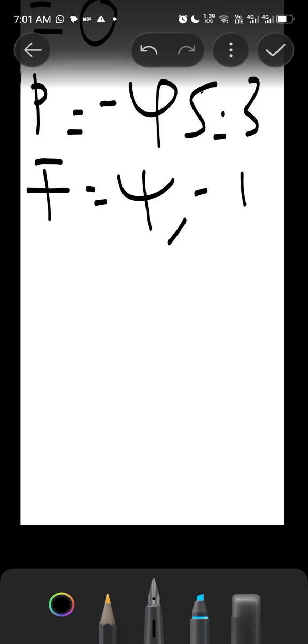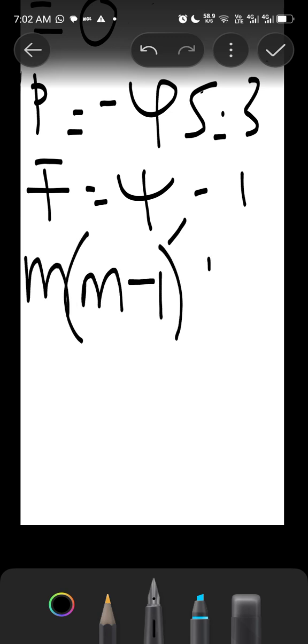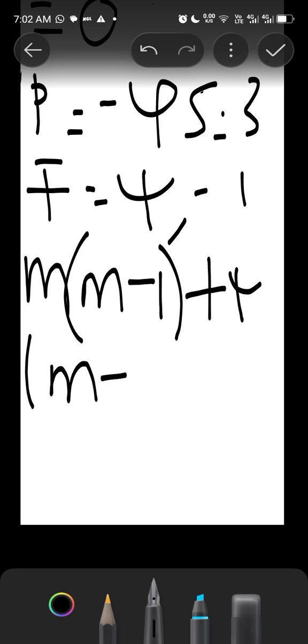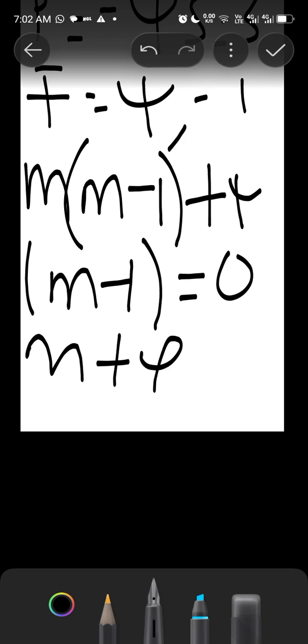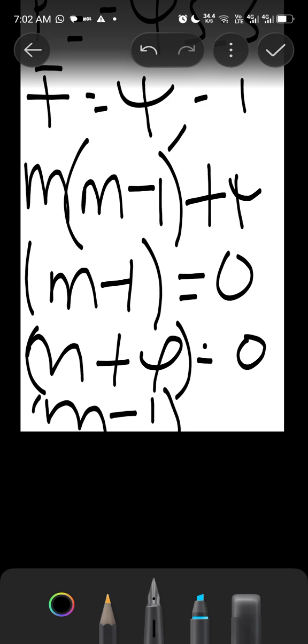So this is going to be m minus 1, plus 4, m minus 1 is equal to 0. Therefore, m plus 4 is equal to 0. m minus 1 is equal to 0.